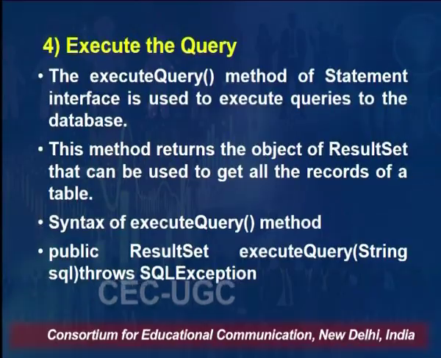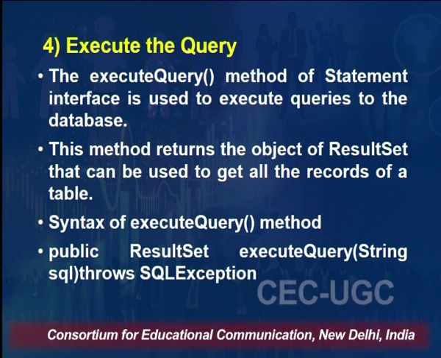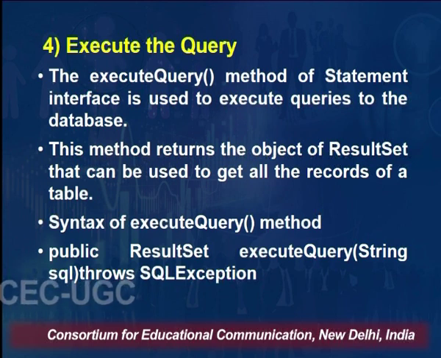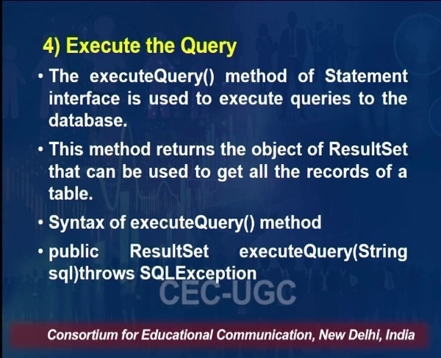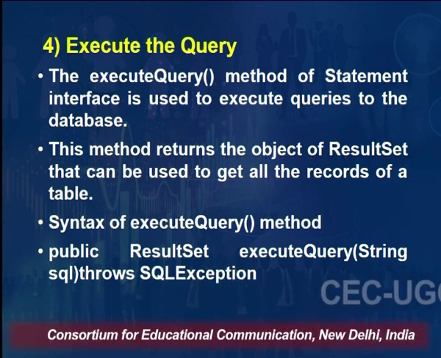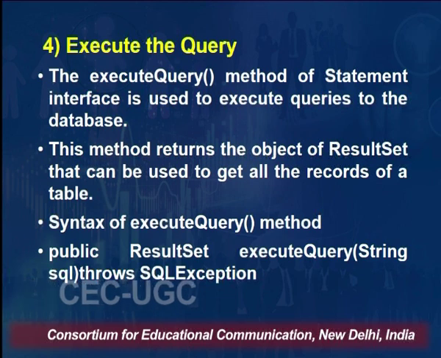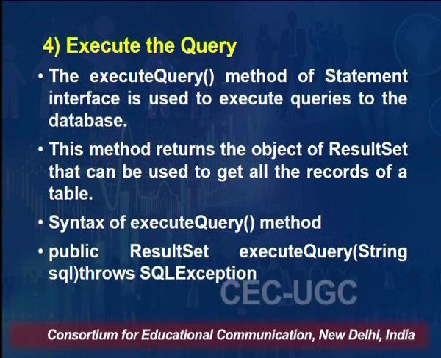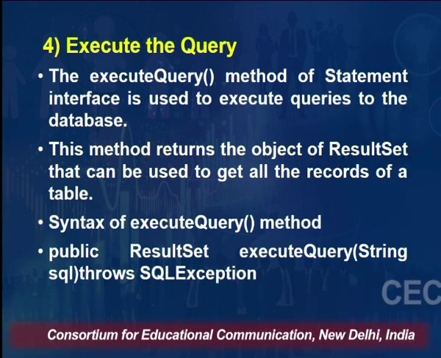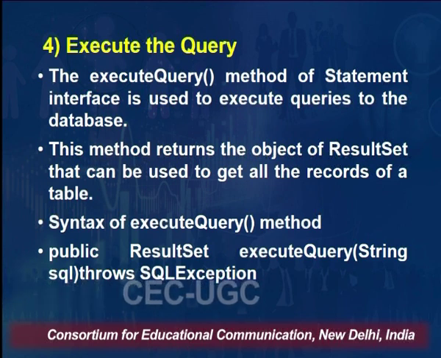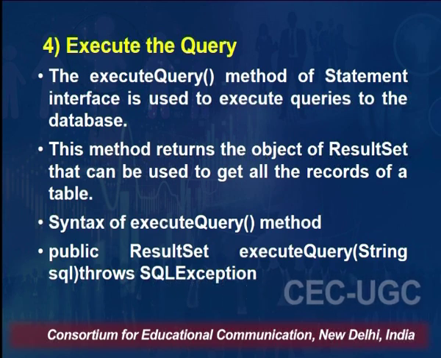So, the syntax will be public ResultSet executeQuery, and within this method we will be passing the whole SQL query as a string. For example, the SQL query is select star from EMP, within the double inverted commas. That means as a string we will be passing that to the executeQuery method as a parameter.